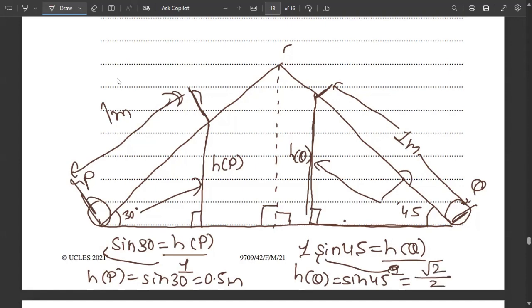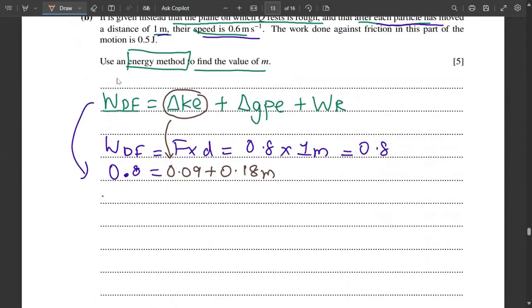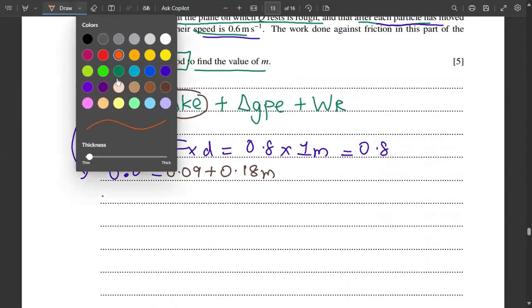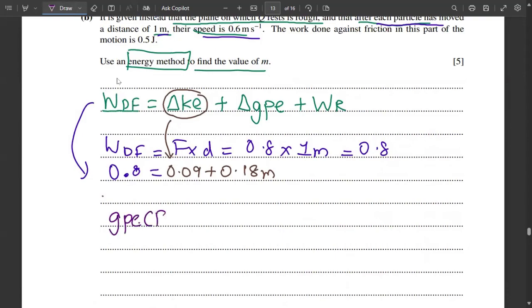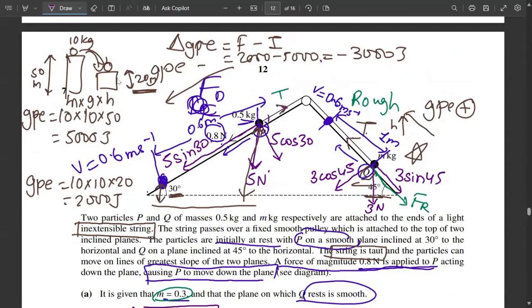Okay, so now we have the heights. Now we know that the particle P is going down. Hence, GP decreases. The particle Q is going up. Hence, its GP increases. So let's keep that in mind and go ahead. So delta GP will be final GP minus initial GP. So, GP for P, this one.